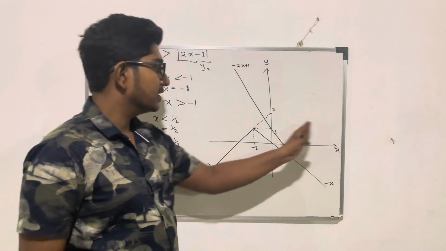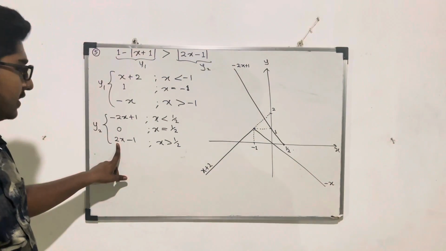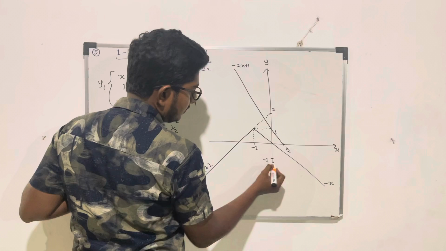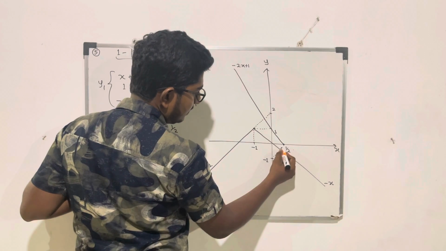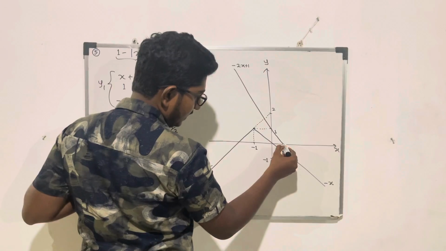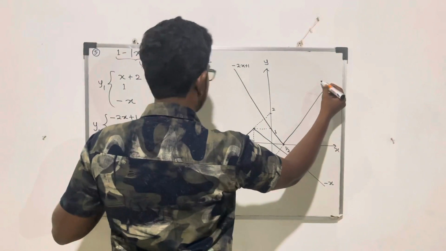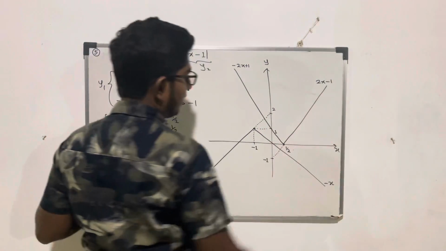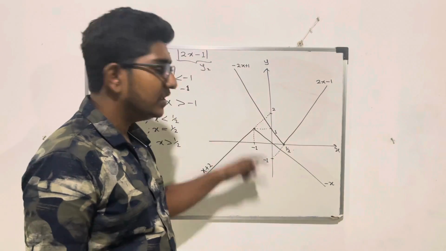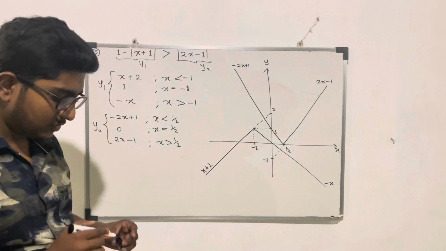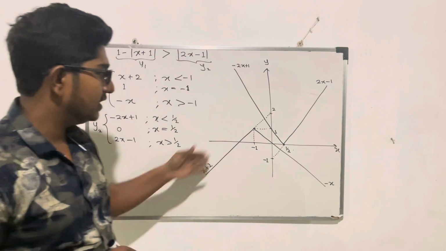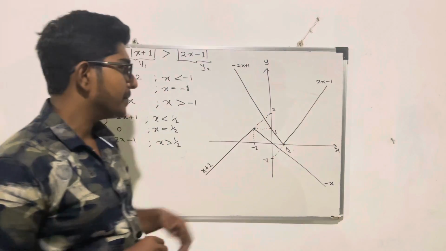Then when x is greater than half, gradient is plus 2. Intercept is minus 1 somewhere here. So we have to start from minus 1, dotted line, go until we get the coordinate and extend. So this is 2x minus 1. After drawing these lines, if we have intersections, we have to find those x values of intersecting points. Fortunately here we don't have any intersection.